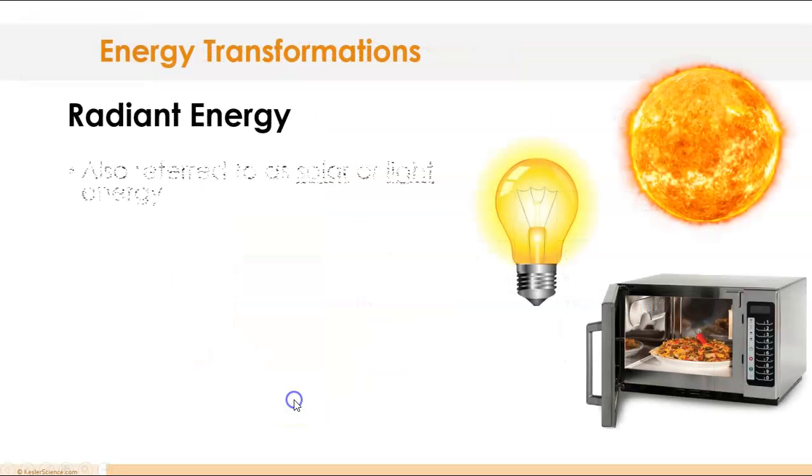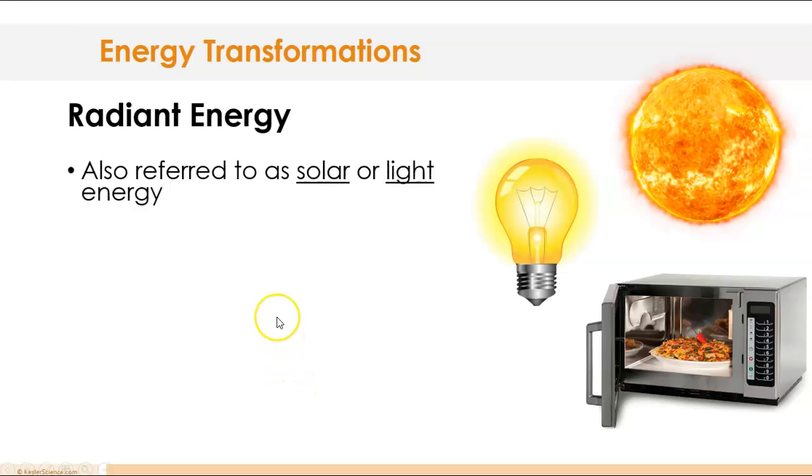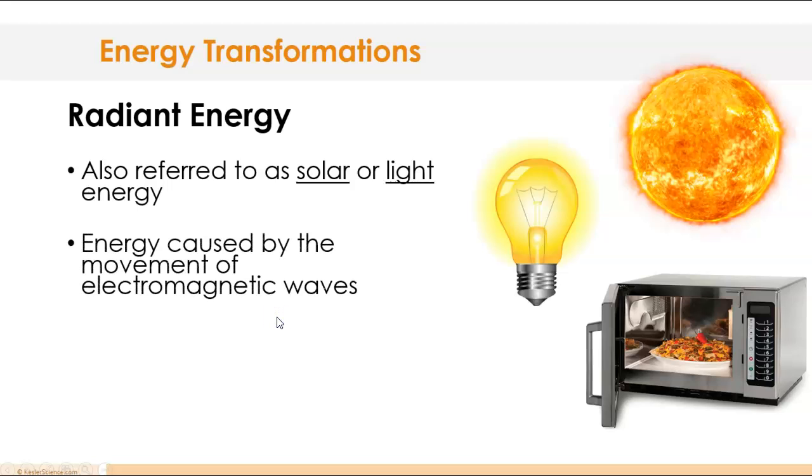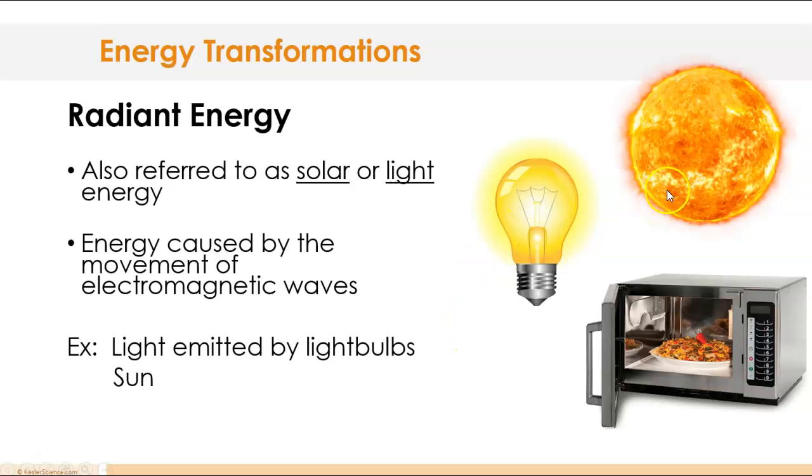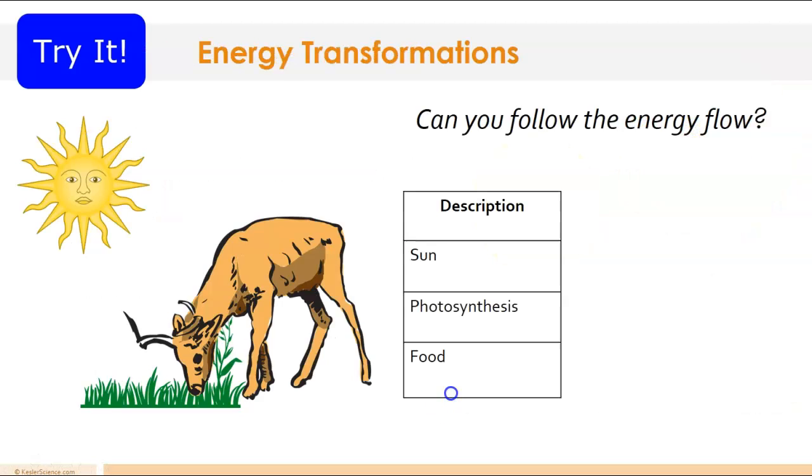Let's talk about radiant energy. This is also referred to as solar or light energy. It's energy that's caused by the movement of electromagnetic waves. Some examples are the light emitted by light bulbs, the sun, and microwaves. So let's try these energy transformations.